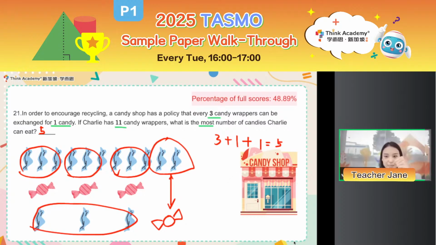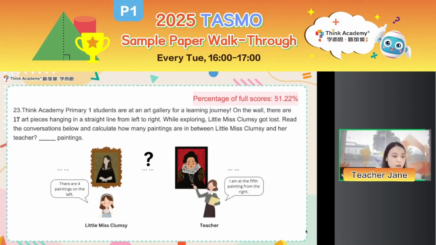Okay, everyone, if you can understand, give me a big thumbs up. Good job. Then this time, let's move on to the question 23. The question 23 is about the queuing problem. This problem is super important.